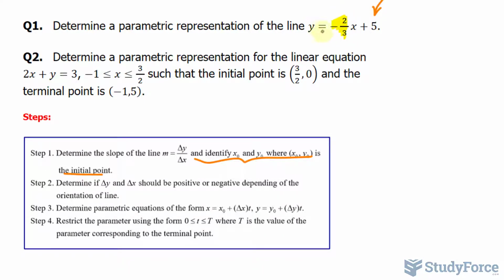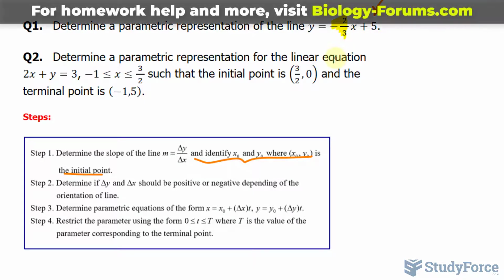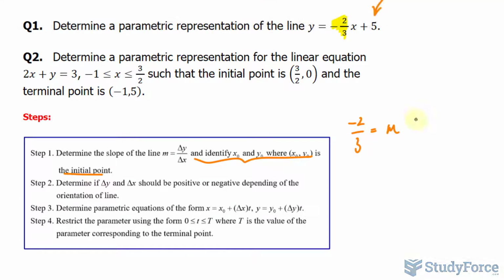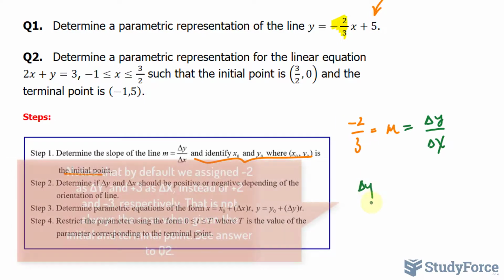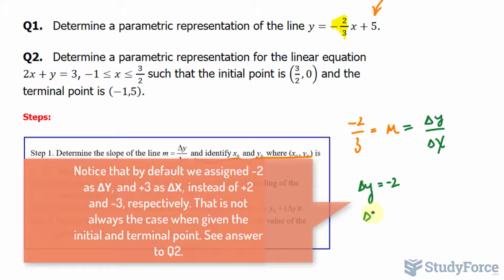This is in slope y-intercept form. We have mx plus b. That's the y-coordinate of the y-intercept. Okay, so we have negative 2 over 3 is equal to m, which is our slope. And slope is a measure of change of y over change of x. So I have change of y is equal to negative 2 and change of x is equal to 3.